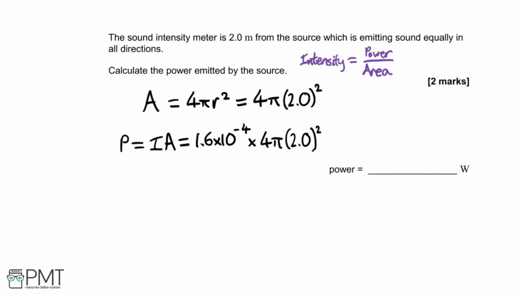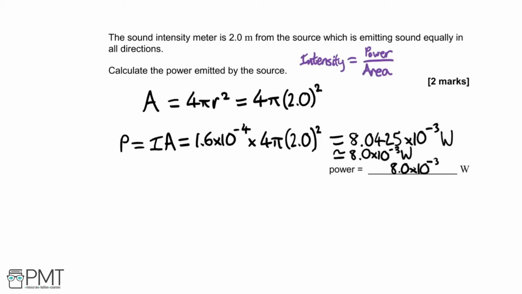So we're multiplying the intensity by the area to get the power. So we've got that intensity, 1.6 times 10 to the minus 4, and the area that we've just substituted, put together. So that gives us 8.0425 times 10 to the minus 3. And then we're going to round that to 8.0 because, again, the question has given us a value to two significant figures. So we should give a value to the same number of significant figures.